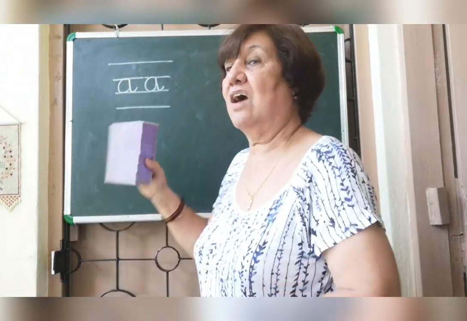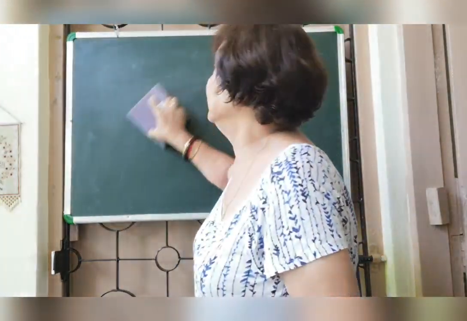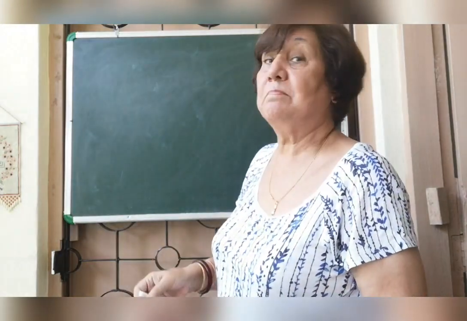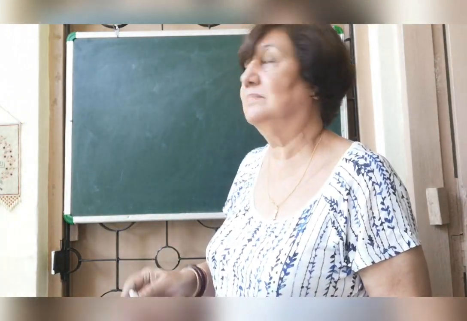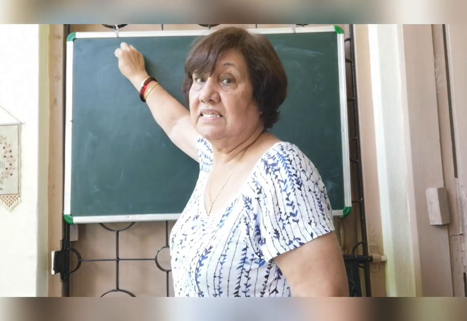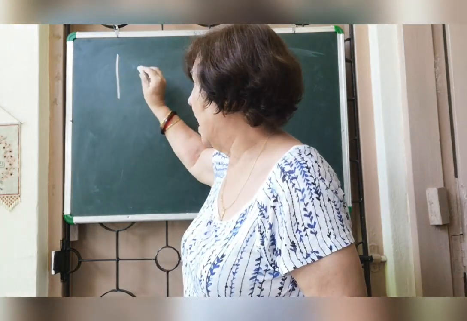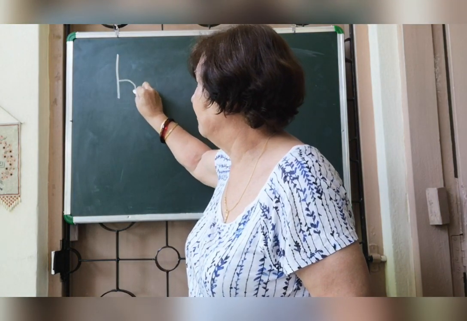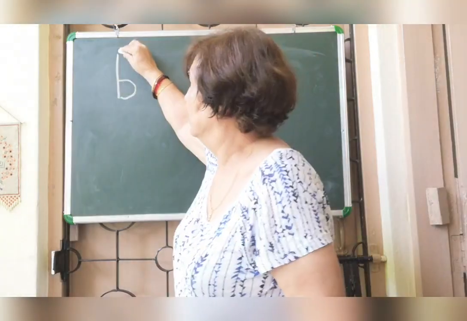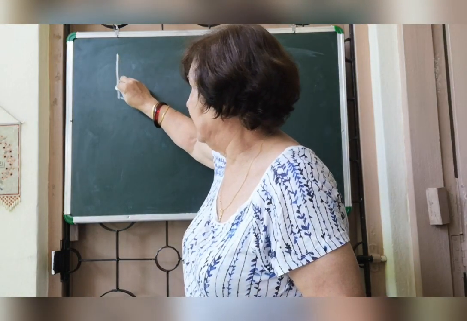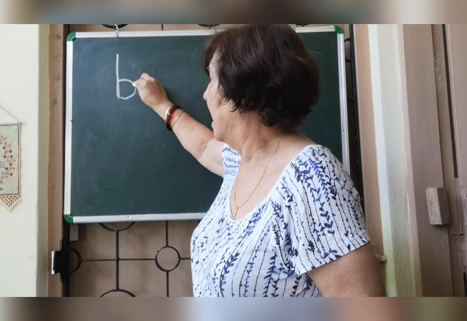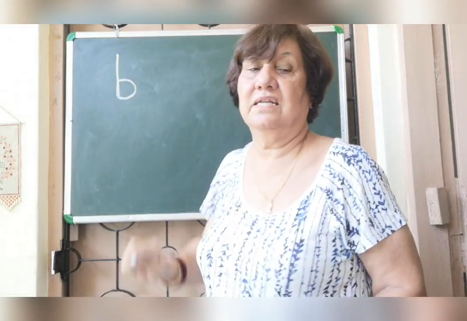All right. Now we learn how to write B. B says B. B is a standing line. We write one and then half a circle. So it's a standing line and half a circle. So we've learned how to write B.